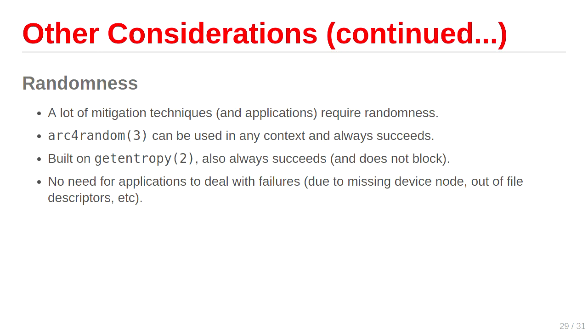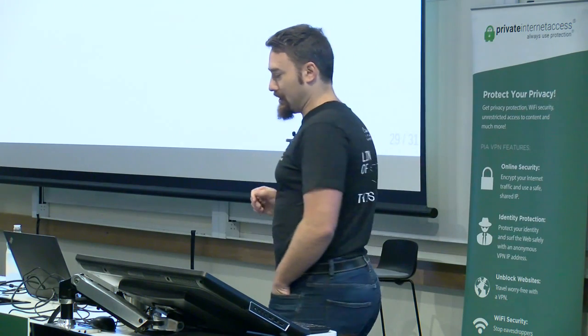arc4random on OpenBSD can be used in any context, is always going to succeed. It's built on top of a thing called getentropy, which is the system call below it. This also succeeds and does not block, which means as an application developer, you don't need to deal with failures. You don't have to go, okay, I'm running in a chroot, I happen to be missing a device node which I can't open, or hang on, I can't open it because I've run out of file descriptors, or a bunch of other interesting failure modes. Or I happen to be booting up and now this thing's blocked because it's waiting to give me some guarantees. These things make your life easier.